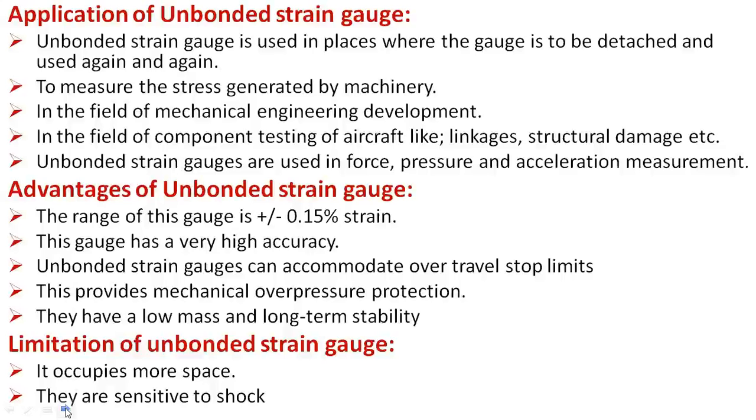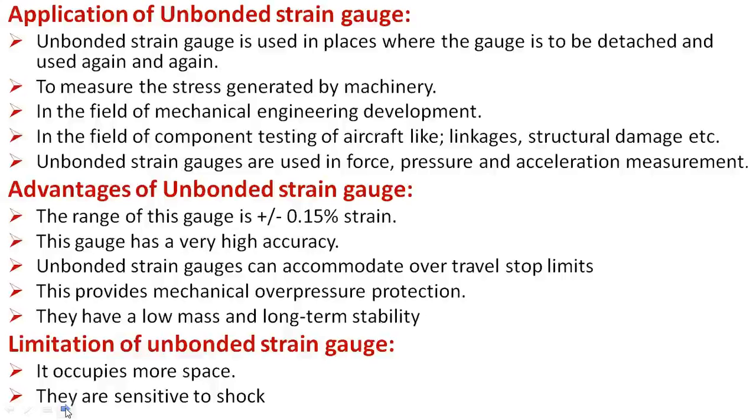Now, advantages of the unbonded strain gauge. The range is plus minus 0.20 to plus minus 15% strain. The gauge has very high accuracy. The unbonded strain gauge can accommodate over-travel stop limits. This provides mechanical or pressure protection. They have low mass and long-term stability. So these are the advantages of the unbonded strain gauge.